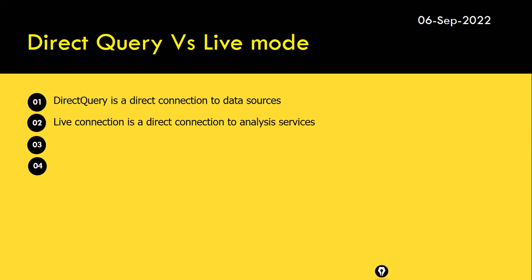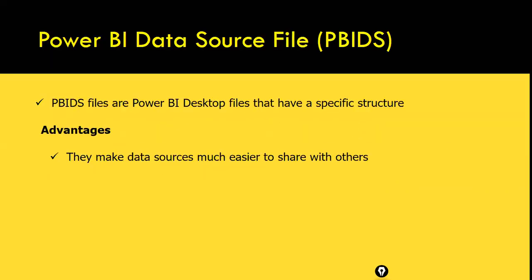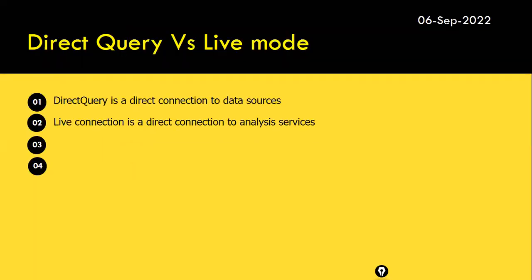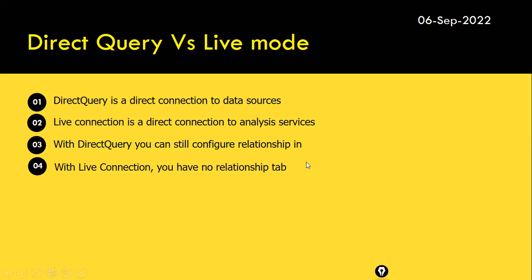Okay, the live connection is a direct connection to your analysis services. Direct query is also a direct connection to data sources. Both of them are more or less the same, but live connection is meant for SSAS and the Power BI service. With direct query, you can still configure relationships, but here you cannot do any.